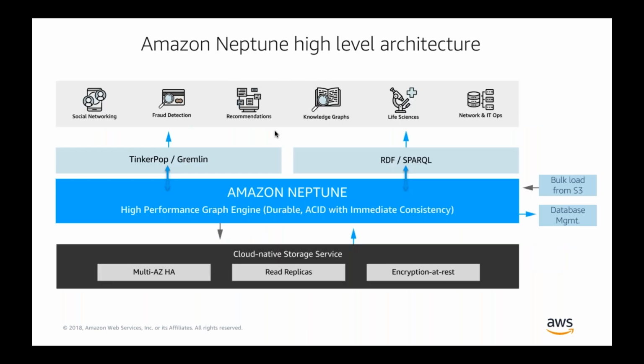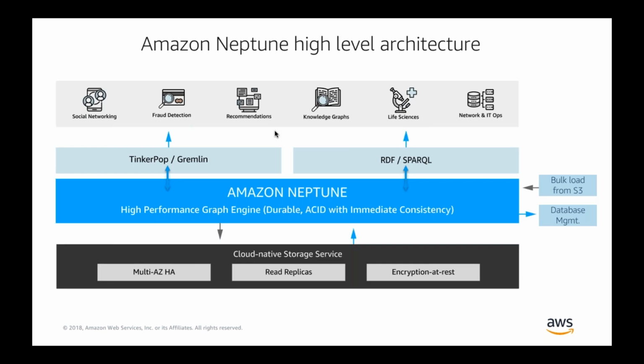So this will give you a quick high-level architecture of Neptune. At the core is a purpose-built high-performance graph engine that's optimized for graph processing and is durable and ACID with immediate consistency. That is what interacts with the TinkerPop and RDF SPARQL layer, where people are actually building applications. And then it rides on top of a cloud-native storage service. This is technology that we share with other database services at AWS, and it provides us the ability to offer multi-availability zone high availability.